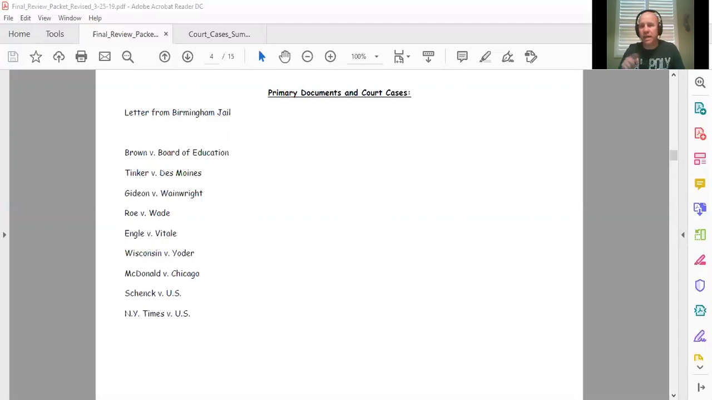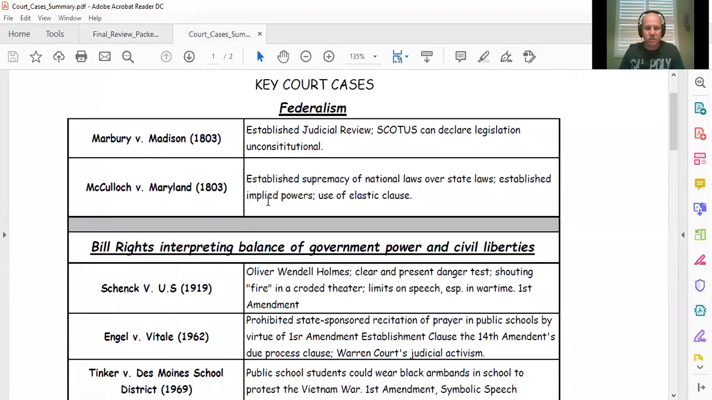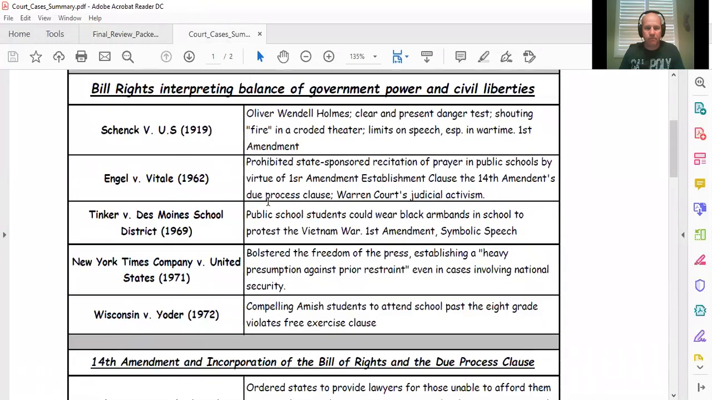And by the way, you need to have all these printed out, ladies and gentlemen. All of these court cases need to be printed out. You should have all of these already in your Google Drive, saved in your court case folder that we made. Remember that handy little thing? You need to have all these printed out, okay? You could also have this one printed out too. This is from the review packet.